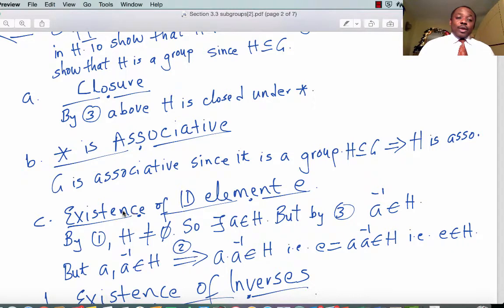Axiom 2, we have to prove that star is associative. Well, G is associative as a group. H is a subset of G, so H is associative. Done. 2 down, 2 to go.